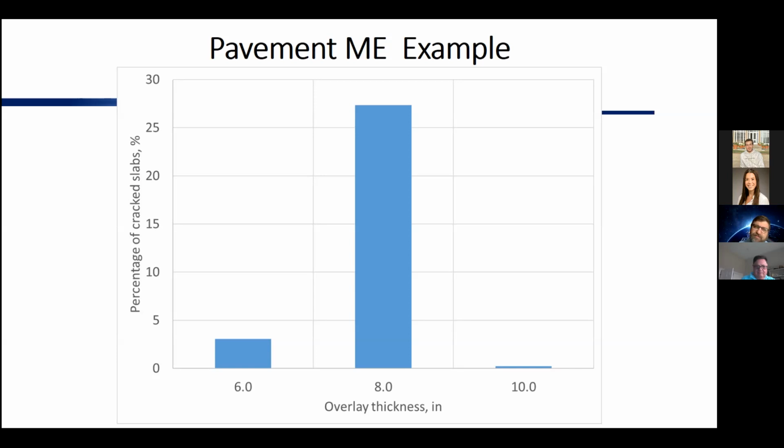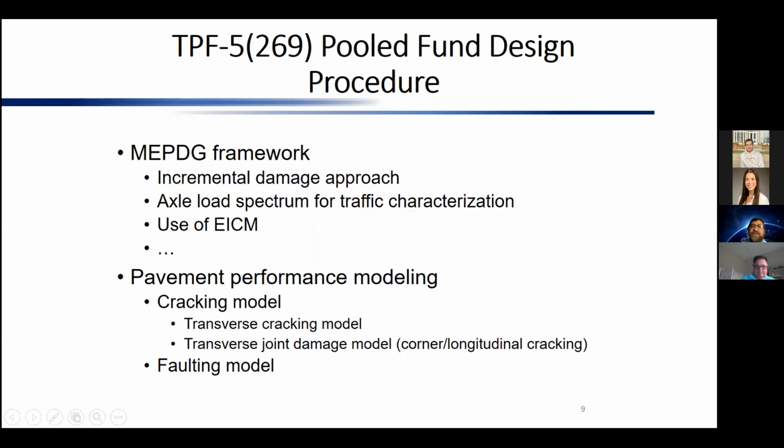So that's why in the recent pooled fund study, we decided to develop a new design procedure that will be simpler than MEPDG, but will still adopt the MEPDG framework. So we use an incremental damage approach, we use axle spectrum for traffic characterization. We're kind of using EICM to characterize temperature curling in the slab, but we'll develop many simplifications.